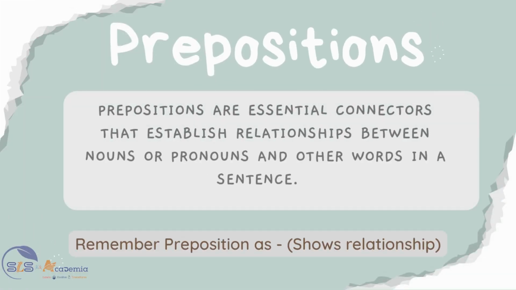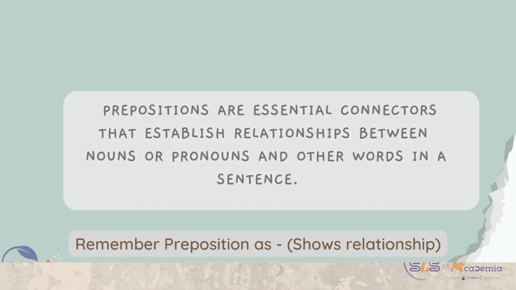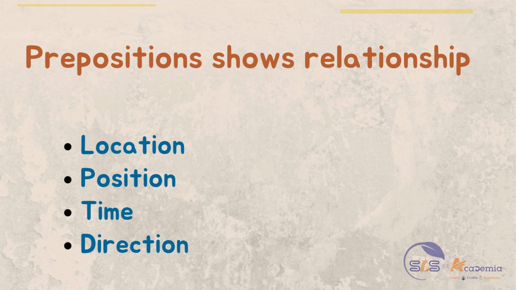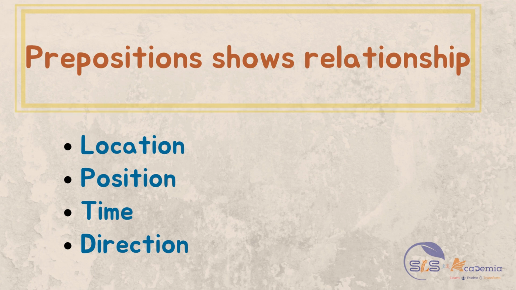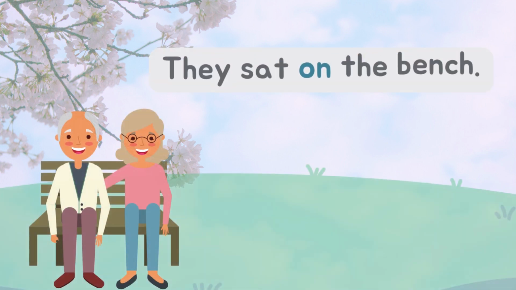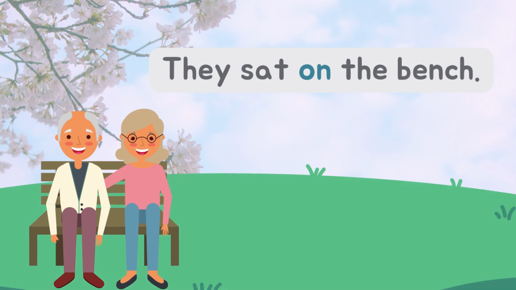Prepositions are essential connectors that establish relationships between nouns or pronouns and other words in a sentence. Prepositions often indicate location, position, time, or direction. When you think of prepositions, remember the keyword relationship. To better understand prepositions, let us dive into some examples. In the sentence, they sat on the bench, the word on serves as a bridge between the pronoun they and the rest of the sentence. In this case, on is a preposition emphasizing the connection between the sitting action and the location, the bench.